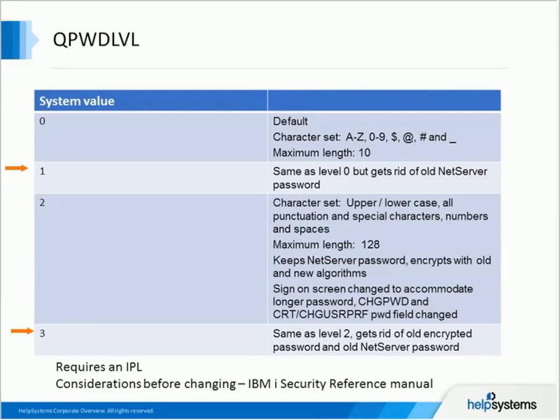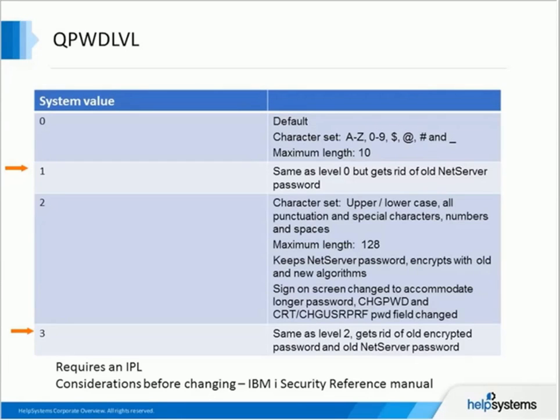The system ships with the default setting of password level 0. At password level 0, you're restricted to uppercase A through Z, or Z for our friends in Canada, 0 through 9, and just 4, I guess it is, special characters: $, @, #, and underscore. The maximum length that you can have is 10.